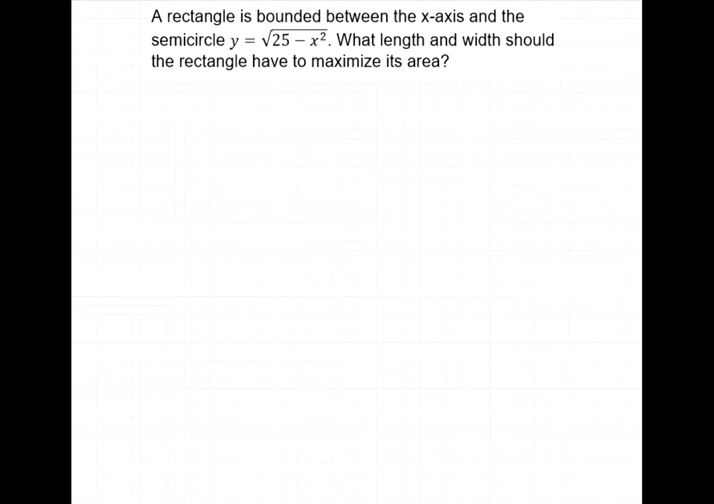A rectangle is bounded between the x-axis and the semicircle y equals the square root of 25 minus x squared, or the top half of the circle x squared plus y squared equals 25. Well, what we want to do is find the length and width of the rectangle that will maximize its area.